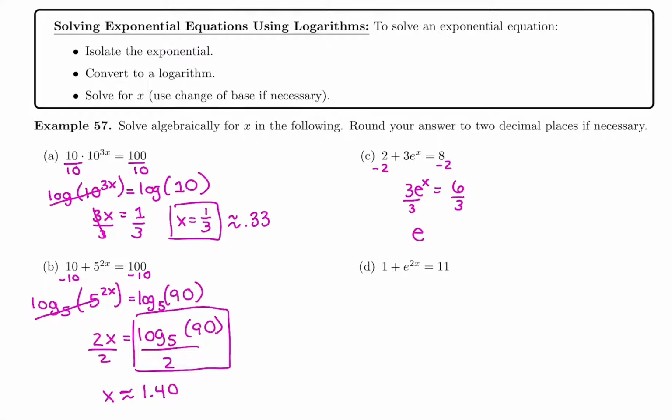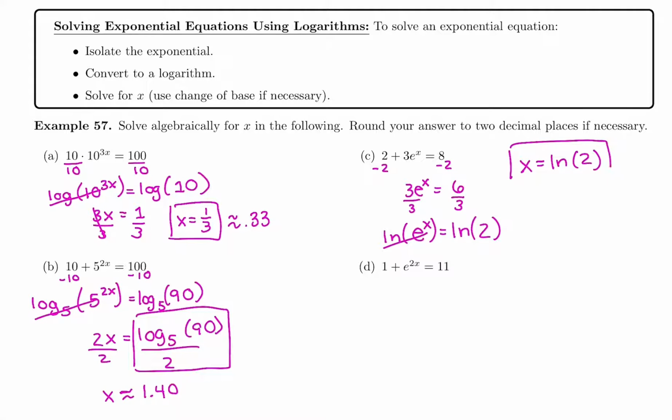So I get e to the x equals 6 divided by 3, which is 2. Now that e to the x is on one side by itself, how do we get rid of that base e? We take the natural log of both sides. ln is base e, that way they cancel. So x, the exact answer, is ln of 2.